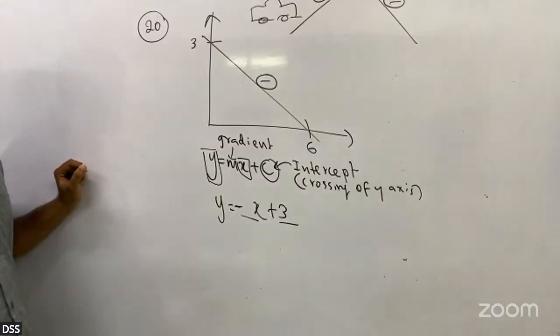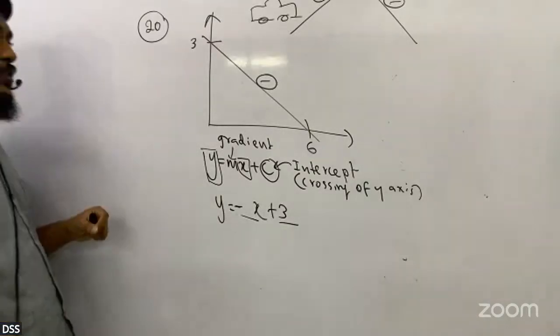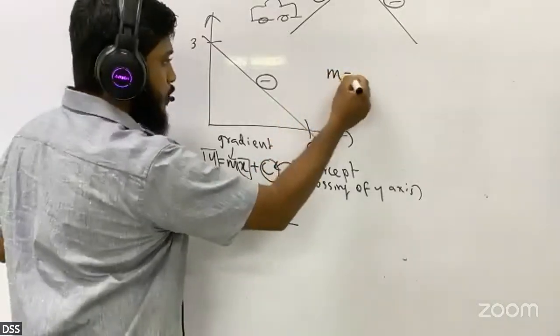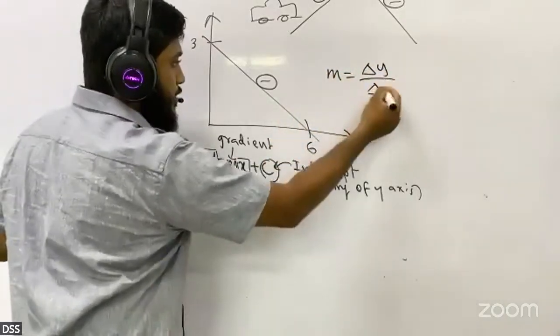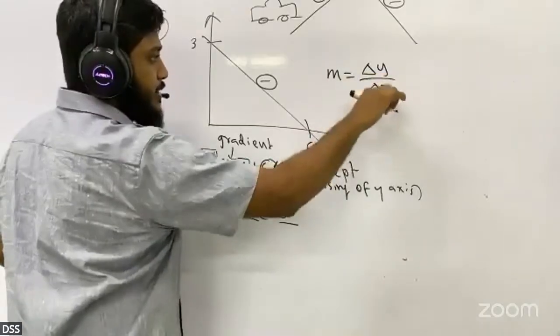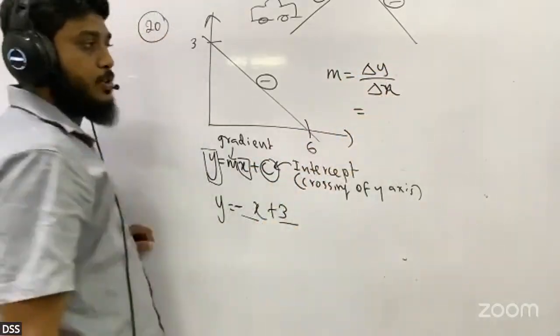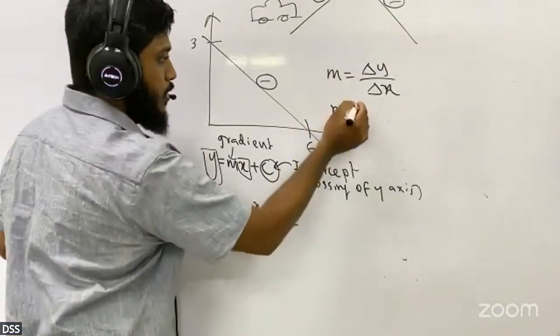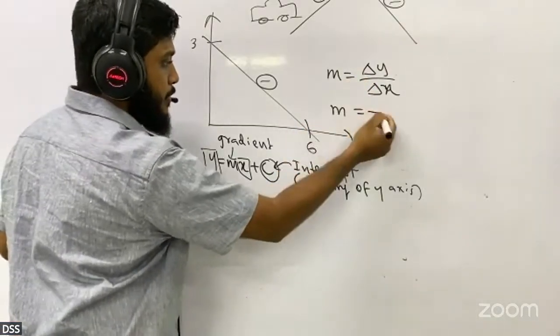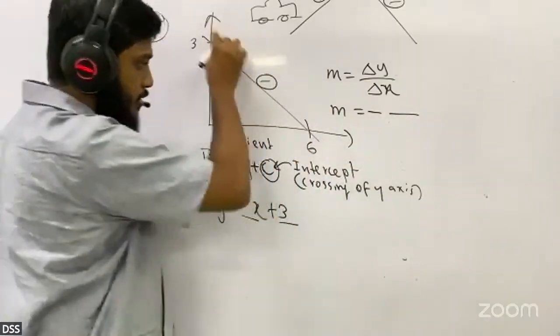But I have to find the m's value now. How to find the m value? There is a formula to find m. M is equal to delta y over delta x. Again, triangle y, triangle x. Delta y means change of y over change of x. How to see the change of y? M equals, first put the sign. Sign minus, because it's a down slope.